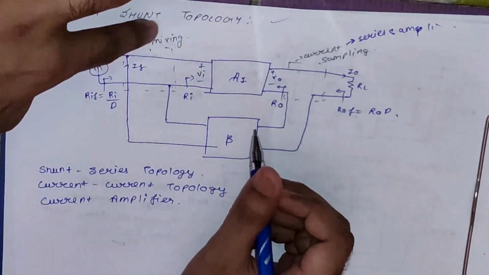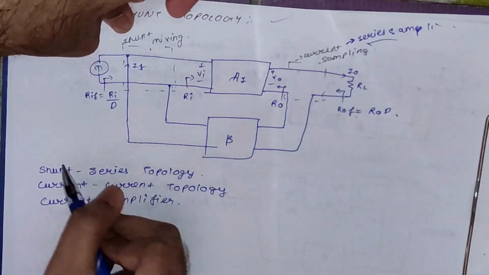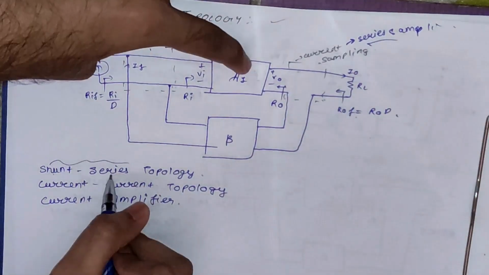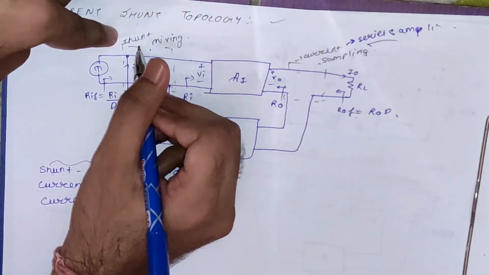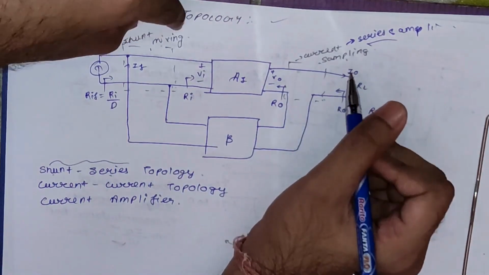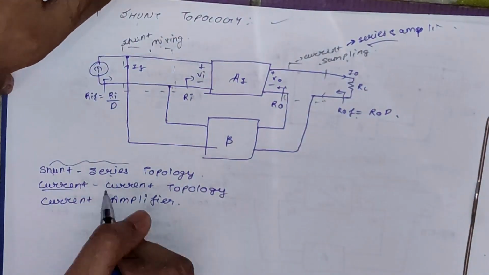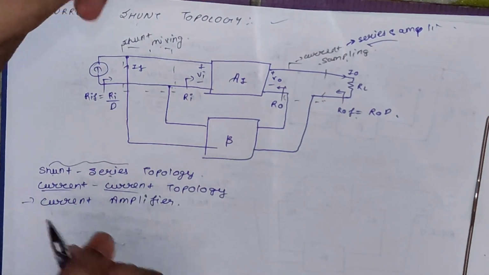Now let's see another name of this topology. This topology can be called shunt series, right? So this is what the name is saying, shunt series. Another name is current. Why? Because this shunt can be said as current mixing, right? And at our output we have a current sampling, so current mixing, current sampling. So this is what this name is signifying. Okay, current topology. And it is also called a current amplifier.